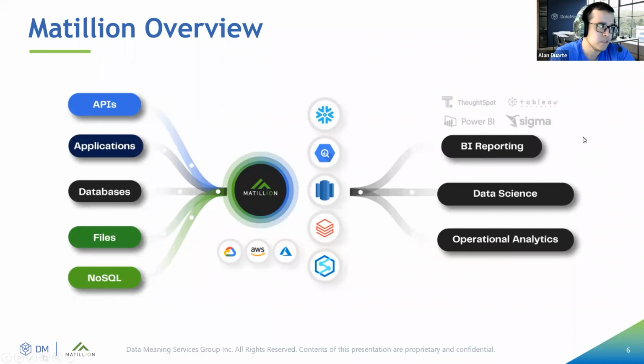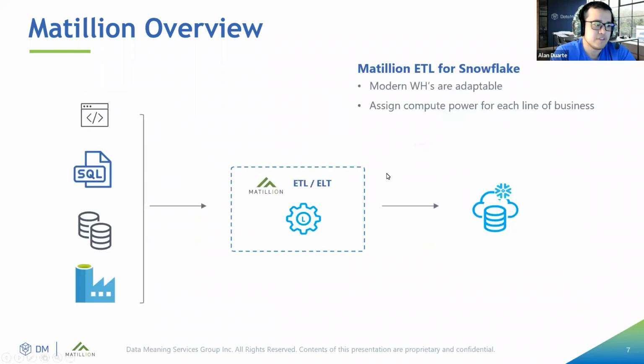Okay. In this webinar, we are going to focus on Matillion ETL and ELT for Snowflake. We have the opportunity to read from several sources, and we are going to load all of them to Snowflake. After loading to Snowflake, we will be able to build our analysis on this data there. Modern warehouses are adaptable, and we can assign compute for each line of business with this.